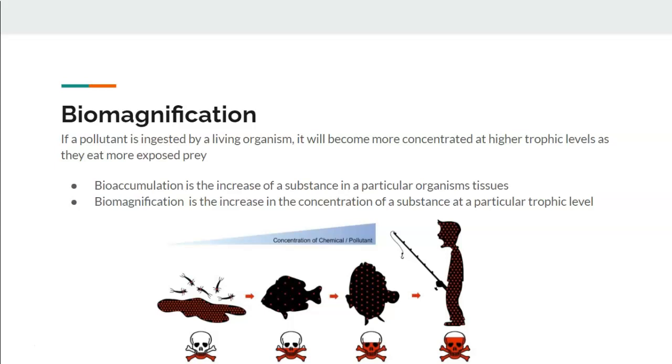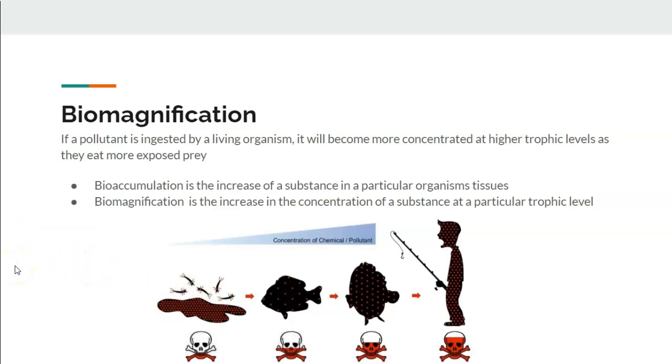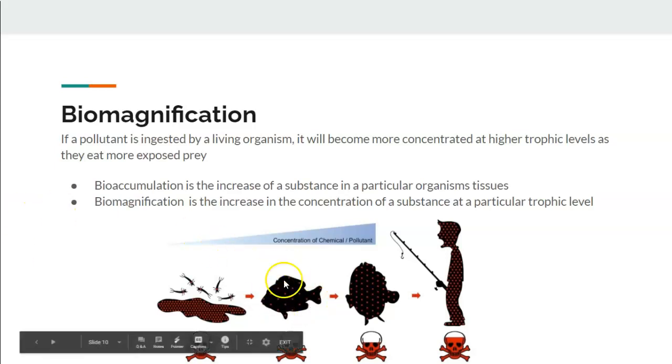So let's look at this first picture here. Let's say that they're plankton. The plankton are eating some toxin, whatever it may be, and the accumulation in the plankton is happening in their own tissues. But biomagnification is more what we care about, because we're not eating plankton. But this second fish in this food chain, the primary consumer, is eating a lot of these plankton, which means that the concentration of the toxin is increasing in this primary consumer.